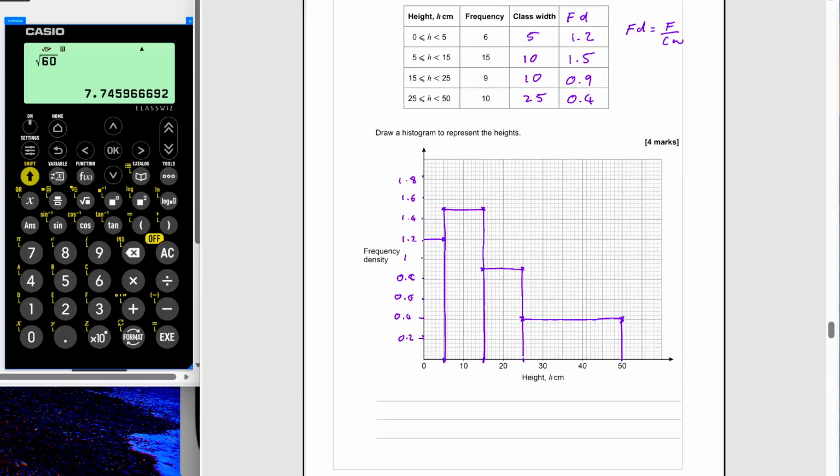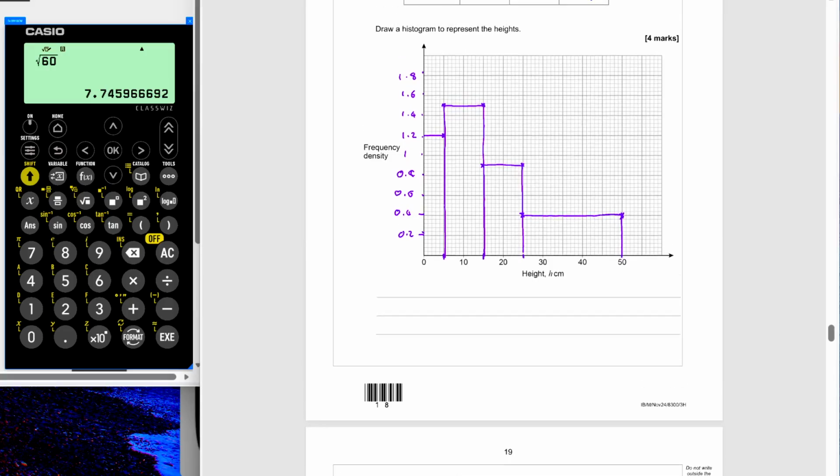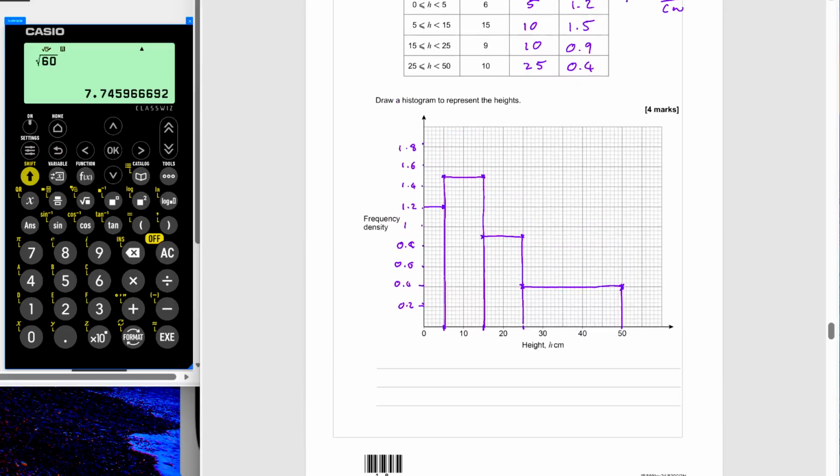Okay, so there's my histogram. Does it ask a follow-up question? I don't think it's going to. Okay, there we go then.